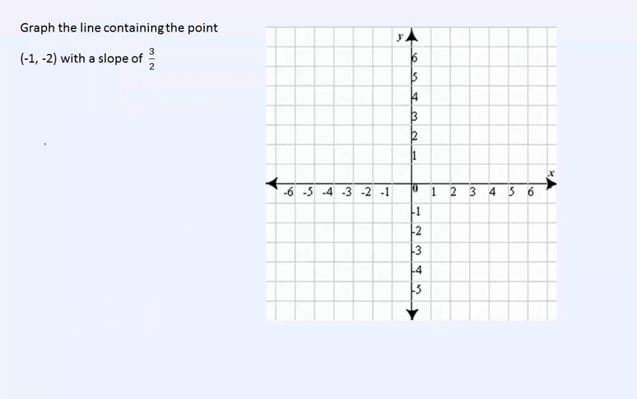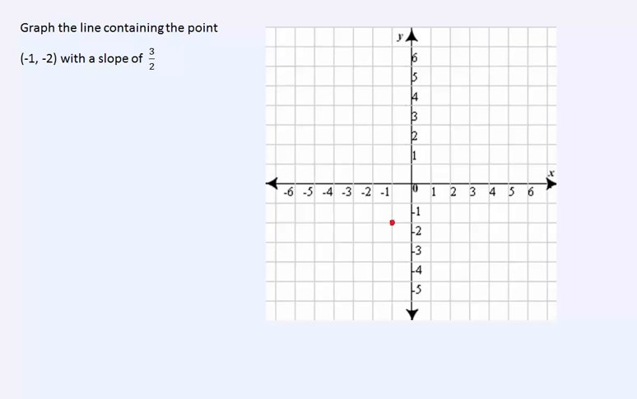Another example that we may run into is if we're asked to graph a line containing the point (-1, -2) with a slope given to us. So first we're going to want to plot our point. So our point is -1 in the x direction and -2 in the y direction. And then our slope is 3 over 2. So our slope is rise over run.